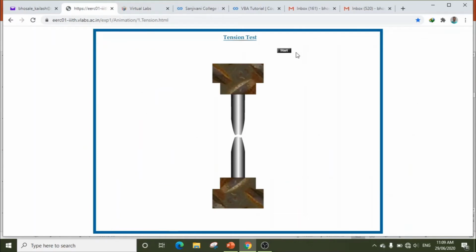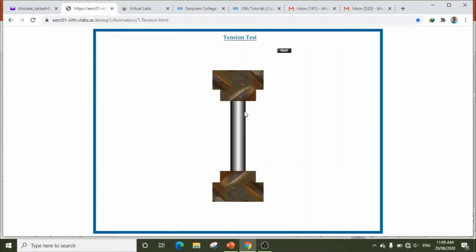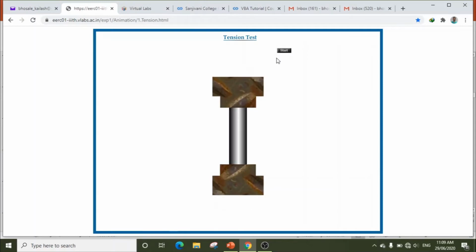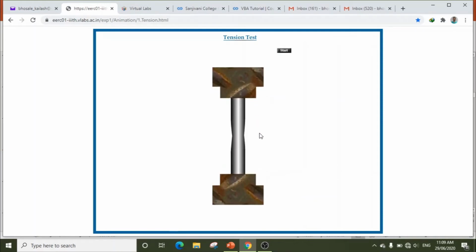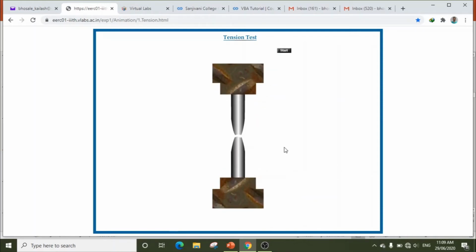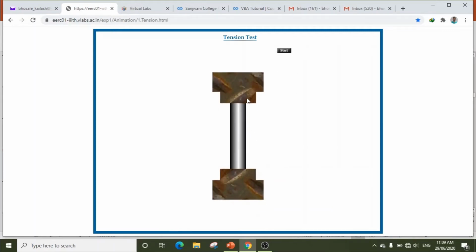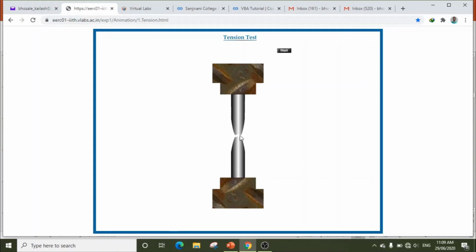We'll see how they are conducting it. Suppose we have a specimen; this specimen is attached to the UTM, and then we conduct the test. We apply the pulling loads. Both pulling loads are applied. After that, the length is increasing. This is the neck formation. When you apply the pulling load, the length will increase and the diameter will decrease, and then at some point, this is the area where the diameter is going to reduce. This is called the neck formation. The simulation videos are available on these virtual labs.